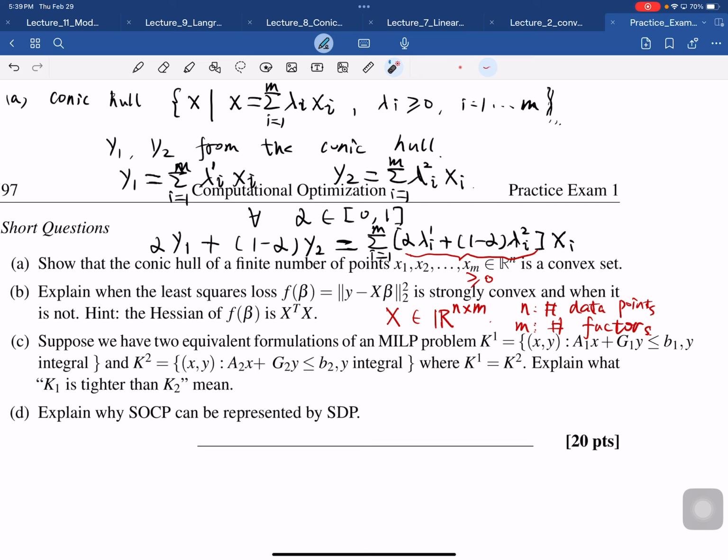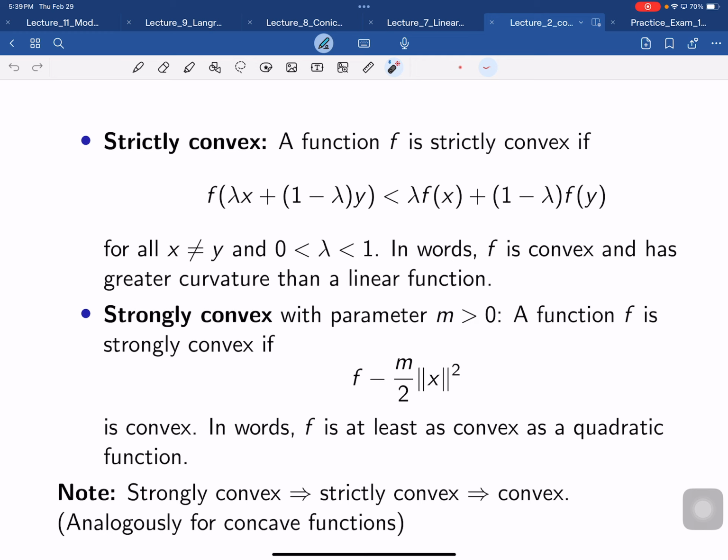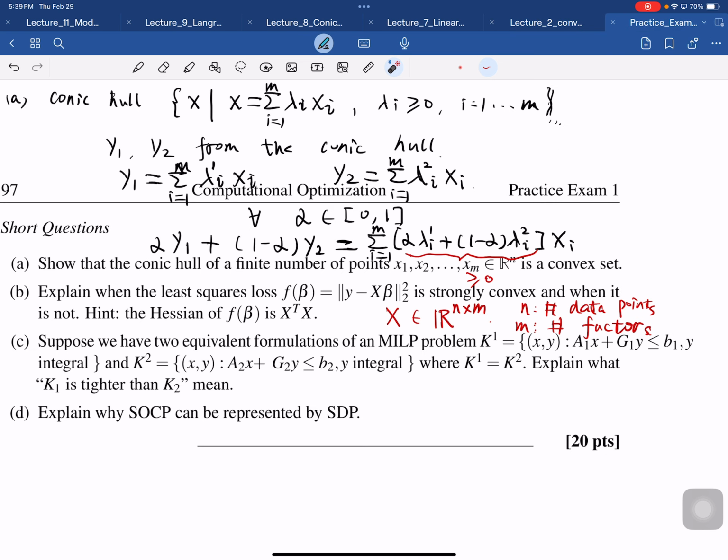So in this problem, we have a quadratic function already. When is this quadratic function itself strongly convex? Yeah, when this Hessian matrix is positive definite, it is strongly convex, because the smallest eigenvalue is strictly greater than 0, which gives the m over 2 parameter you need. So for B, you can just answer: when X transpose X is positive definite. That's it.